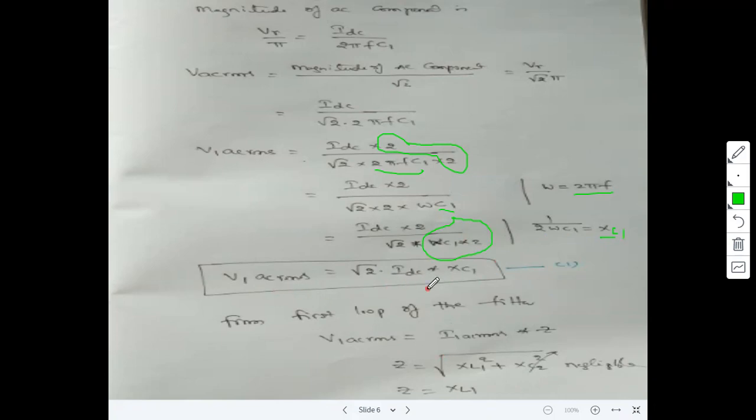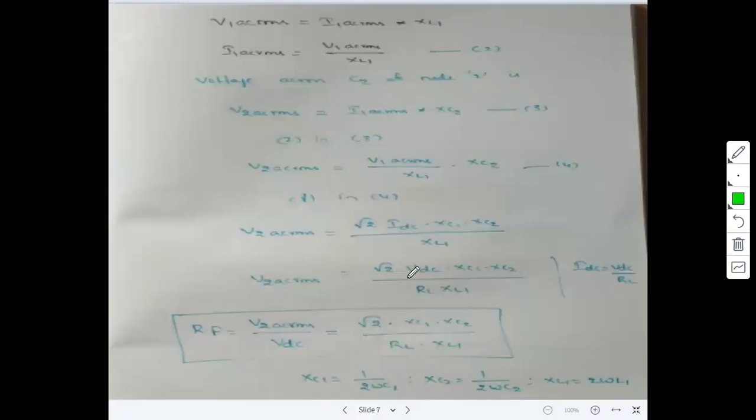Once you know the V1 AC RMS, in terms of current and impedance it is I1 AC RMS into Z. Z is equal to under root XL1 square plus XC2 square. This is negligible for the AC component. Now Z is equal to XL1. Now V1 AC RMS is equal to I1 AC RMS into XL1. From that, I1 AC RMS is equal to V1 AC RMS by XL1. Now the voltage across C2 at node 2.